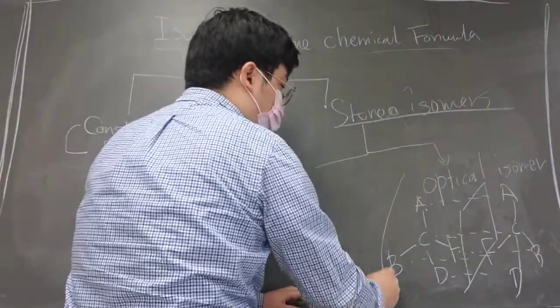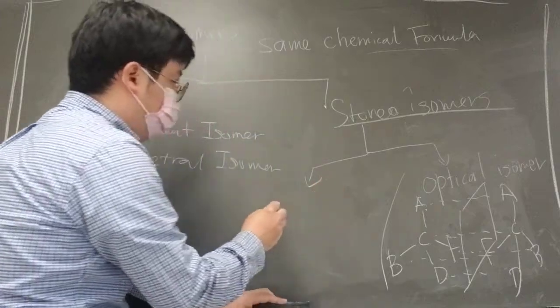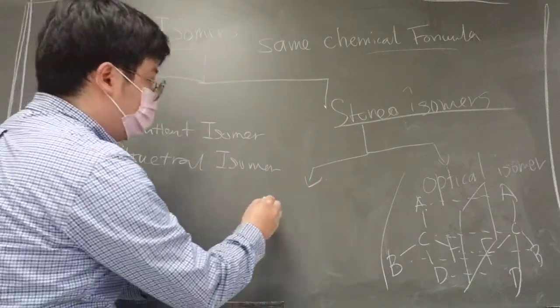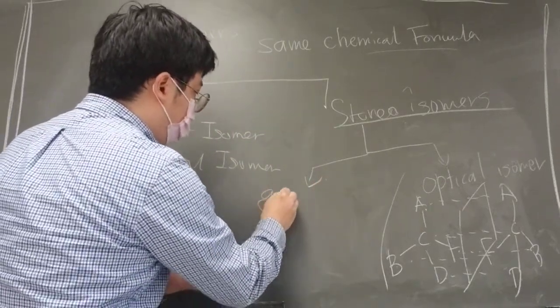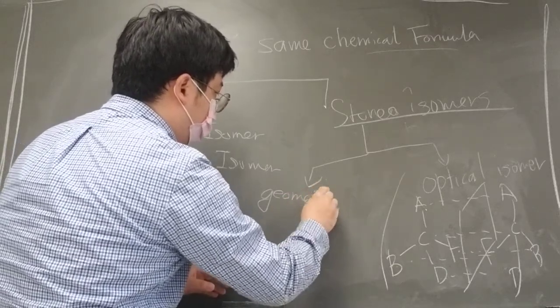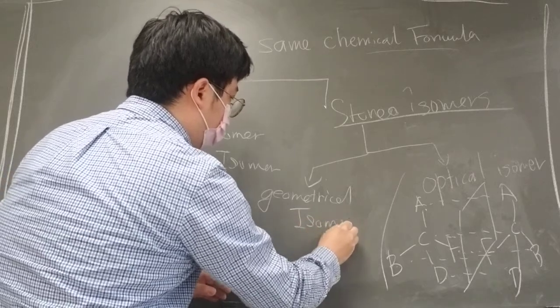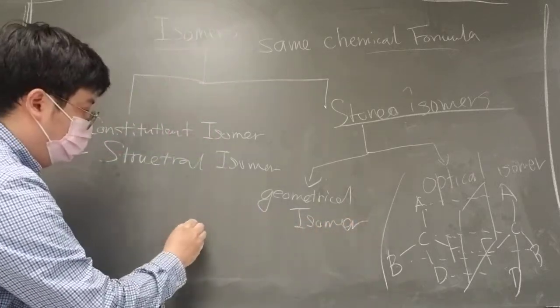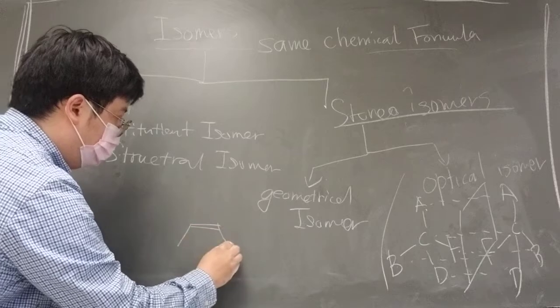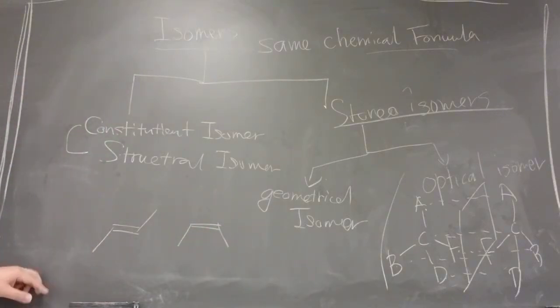We'll get to this in chapter 5, I think, but anyway. And the other one is the double bond. So we call this geometrical isomers. So whenever you have a double bond, here's the thing.